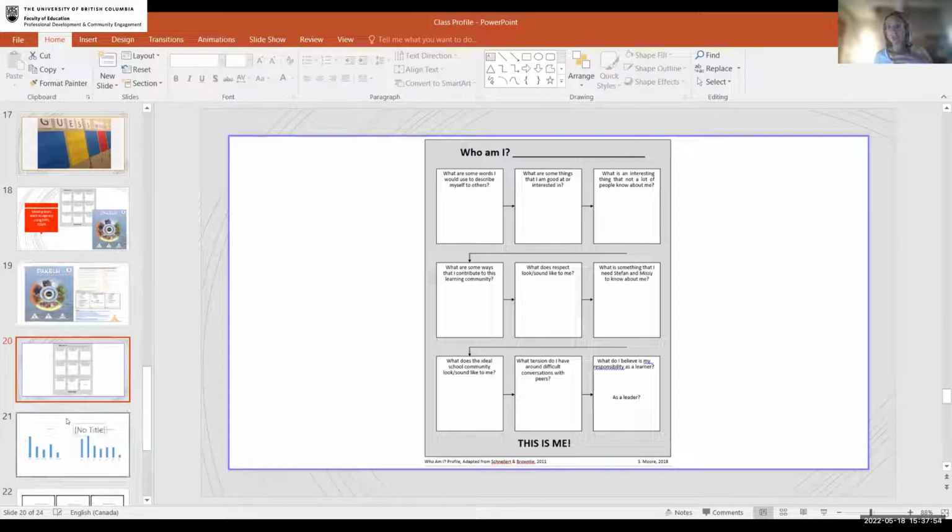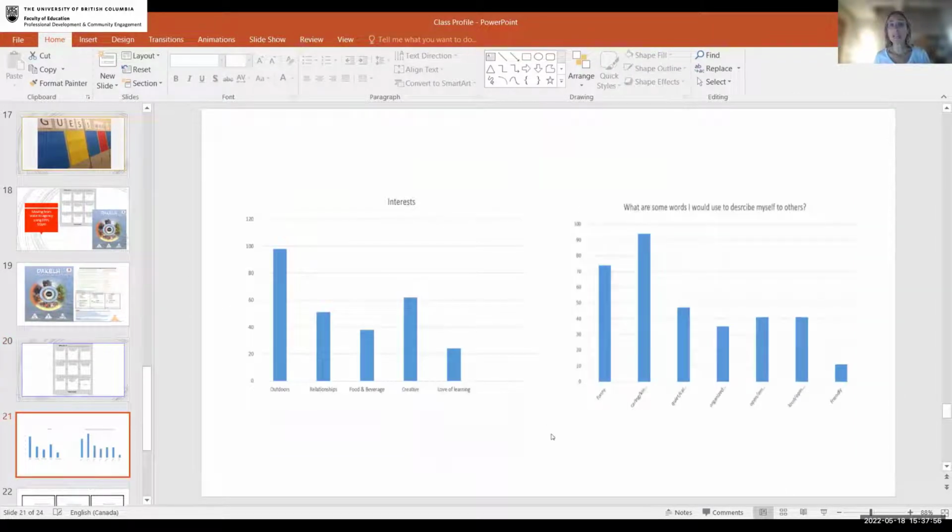So we took this information and collated it. Here are some of the interests. Almost 100% of them are interested in the outdoors. Again, funny. Look at this. Over 70% of the adults thought they were funny, caring, and kind. Those are the words they would use to describe themselves.